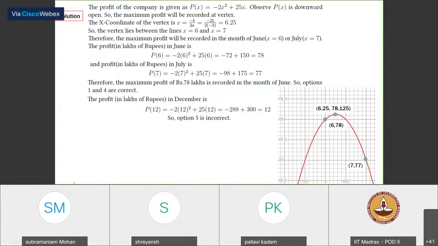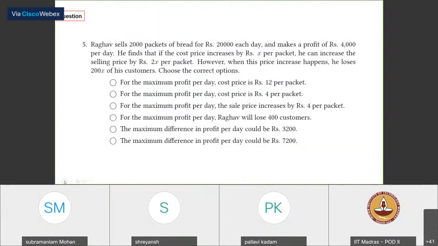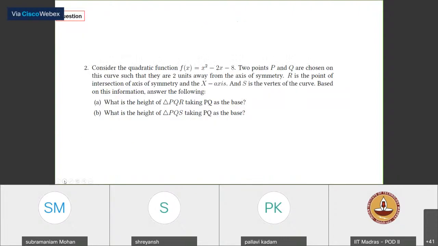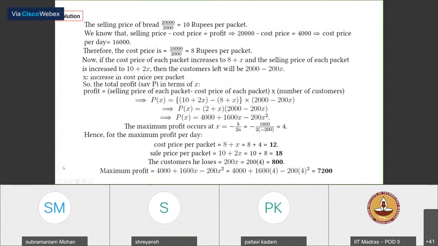So anyway, we will share it. Just check if you have any issue. Similarly, it goes for Raghav's question. So that one is easy. So anyway, just look into the things. Anyway, we are coming back on Sunday.